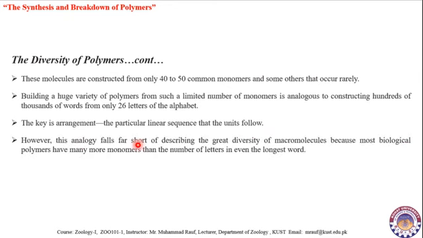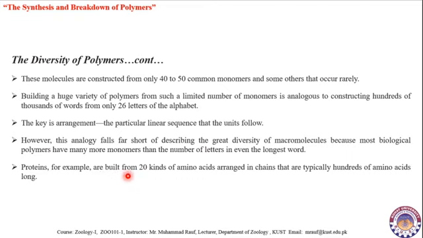However, this analogy falls far short of describing the great diversity of macromolecules, because most biological polymers have many more monomers than the number of letters in even the longest word. So some of the macromolecules have a lot of monomers, instead of only 4 in nucleic acids and only 20 in proteins. Proteins, for example, are built from 20 kinds of amino acids arranged in chains that are typically hundreds of amino acids long.